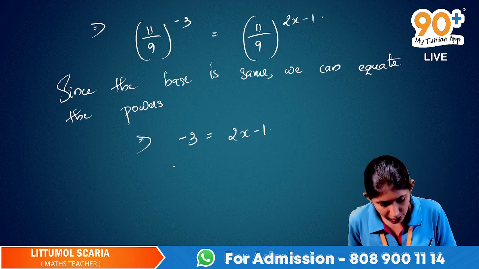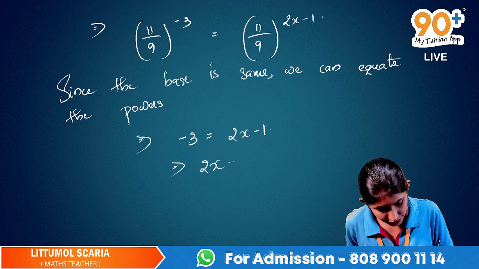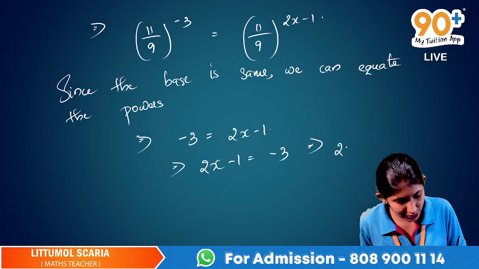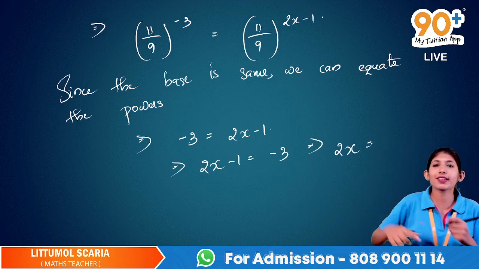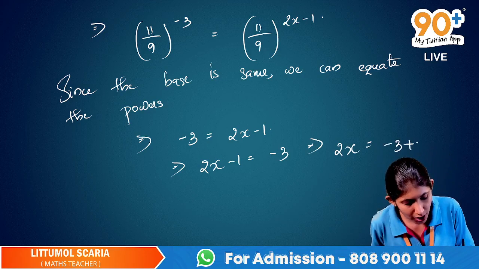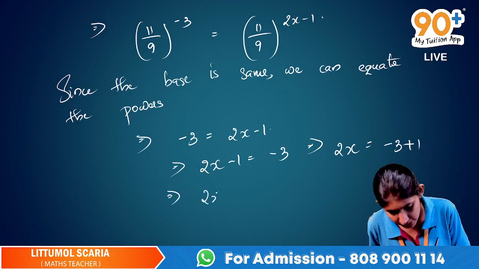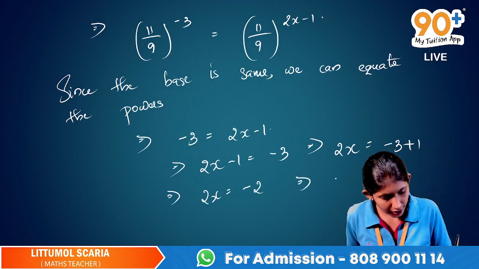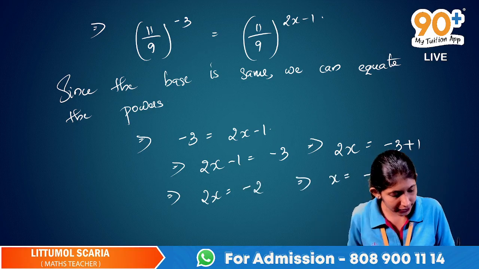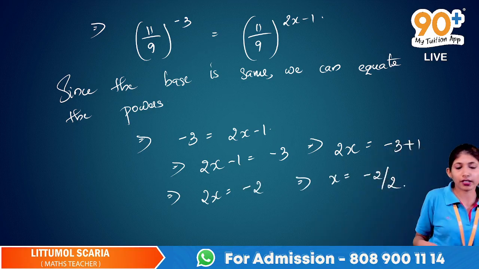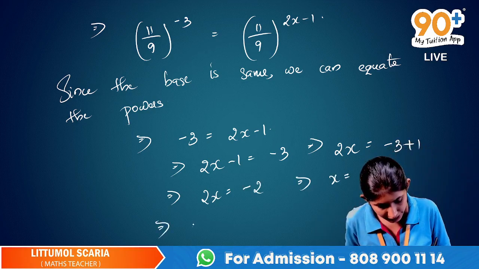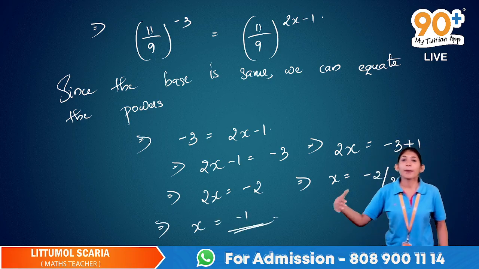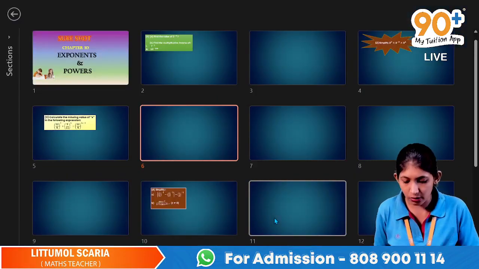Taking minus 1 to the right hand side, it becomes plus 1, which implies 2x is equal to minus 3 plus 1, that is minus 2. Therefore x is equal to minus 2 divided by 2, since multiplication becomes division on the right hand side, and that implies x is equal to minus 1. So the value of x is minus 1. This is how we solve this question.